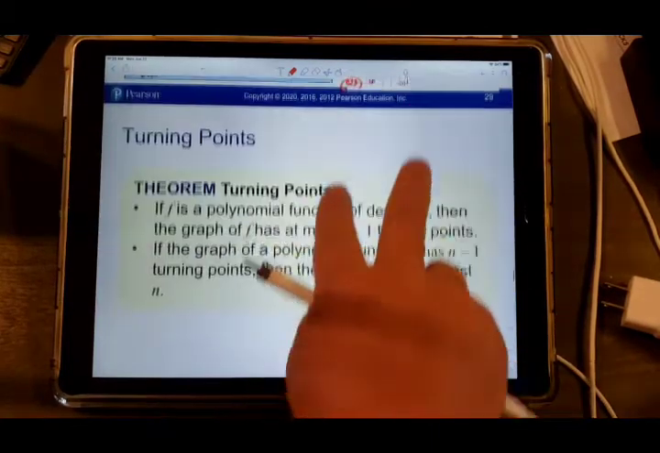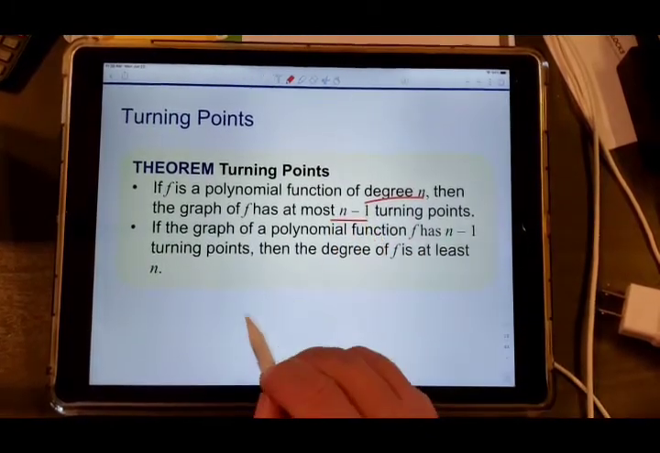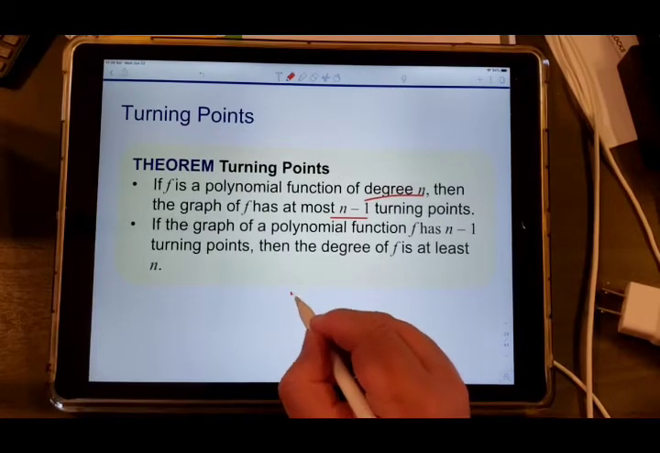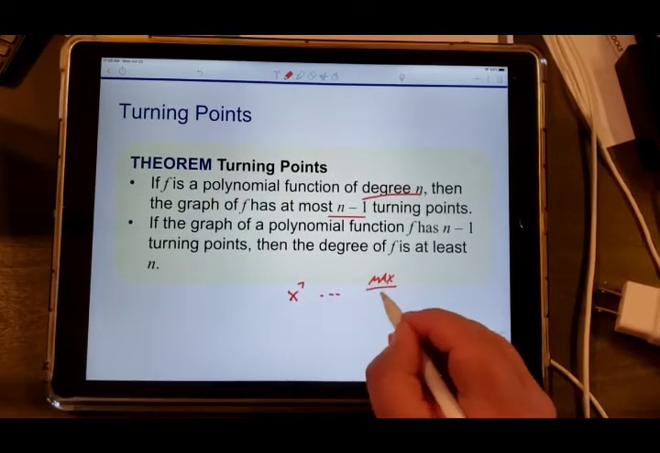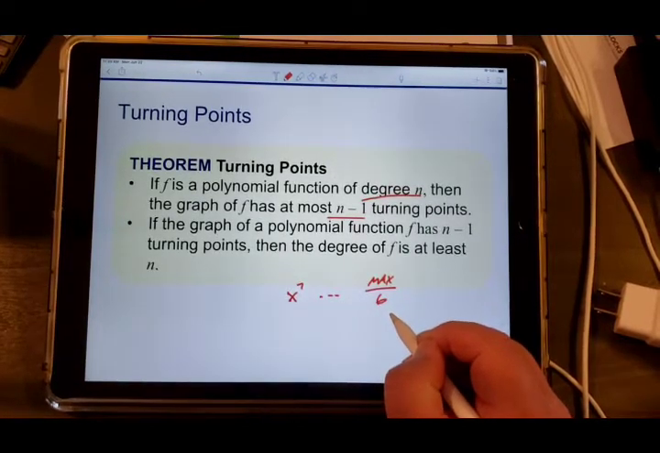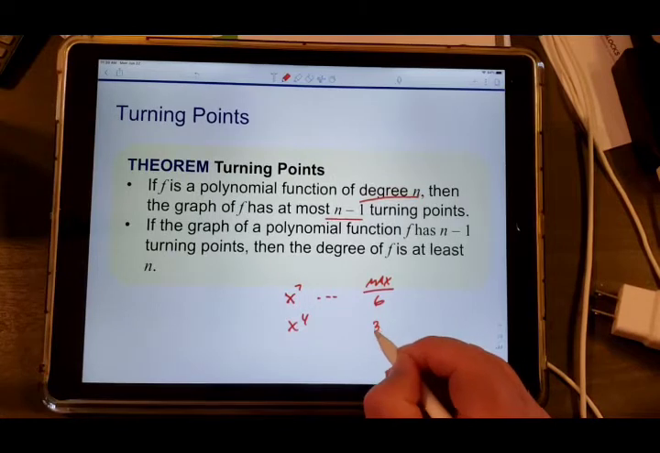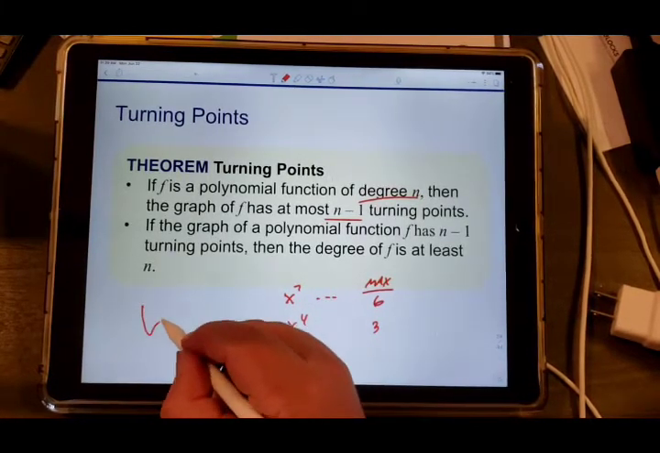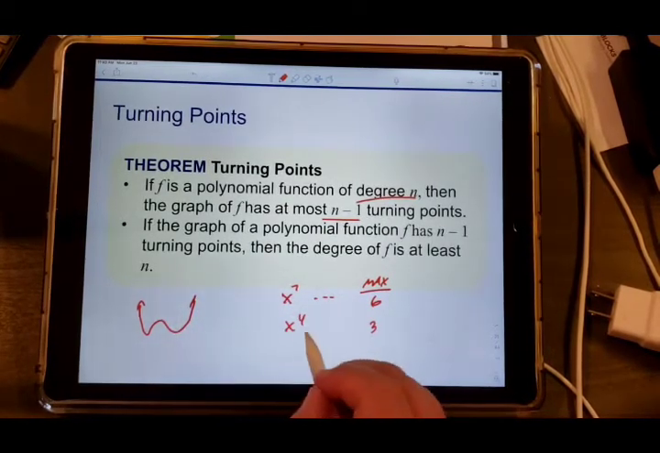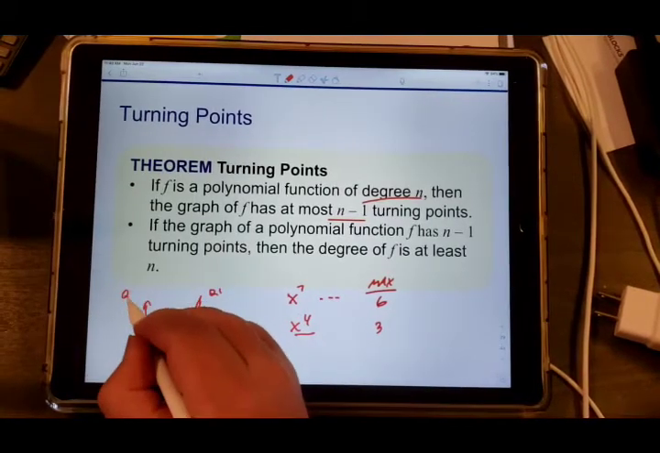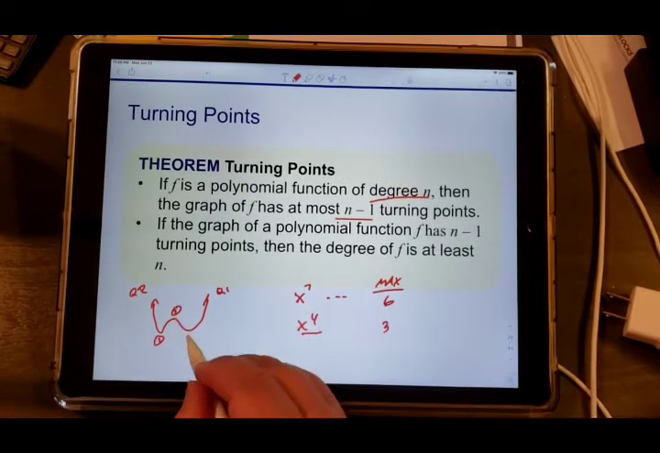All right, so what they're saying is if you have a polynomial of degree n, you have at most n minus 1 turning points. So let's say you had degree 7. The maximum number of turning points would be 6. And if you had, let's say, degree 4, the maximum number of turning points would be 3. So degree 4 might look something like this. Why? Because even tells us which quadrants it leaves the box. And 1, 2, 3 turning points.